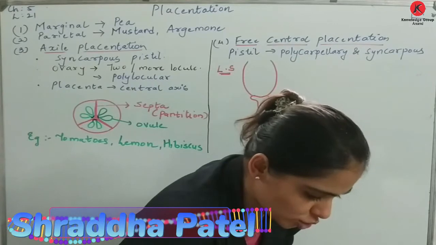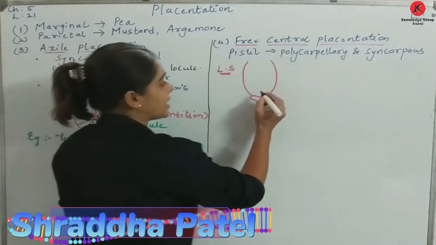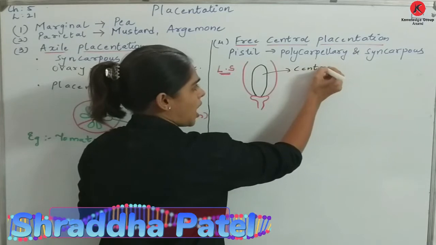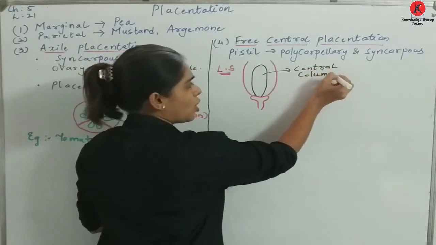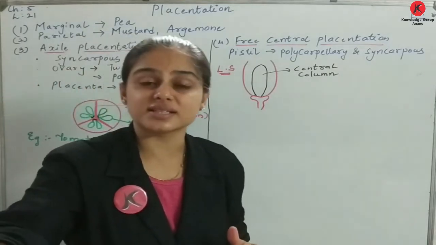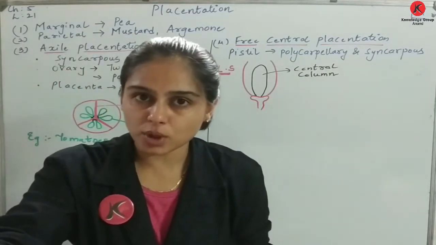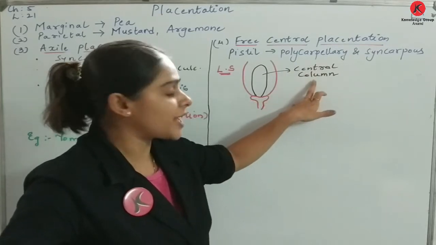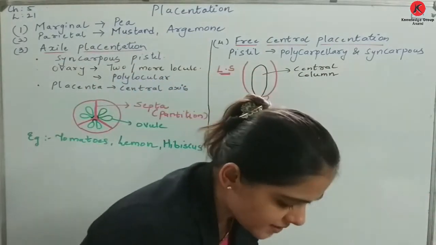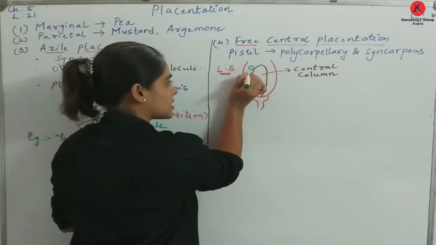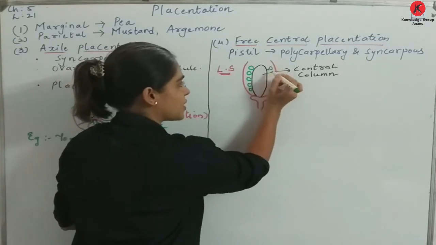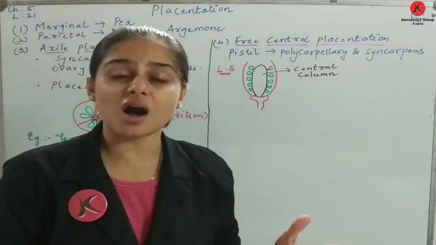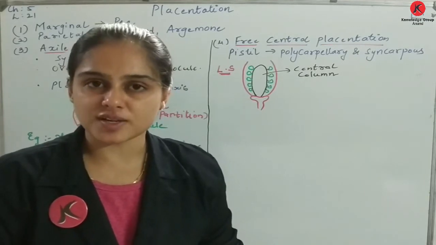Am I clear? Okay. So dear students, if I am talking about your free central one, then here there is presence of, can you see this black one? This is your placenta, or you can say it as a central column. Did you get it? What did I say? It is a longitudinal section, right? Here in the middle placenta is present, which you can also call the central column, and to this central column there is attachment of our ovules, as you can see over here. Can you see this? Yes, and these are not connected with the ovary wall. Meaning here septa are not present.